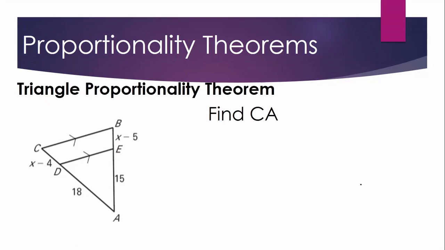Now let us have one more example. So we have to find the value of CA. So again, DE is parallel to BC. It intersects AB and AC.